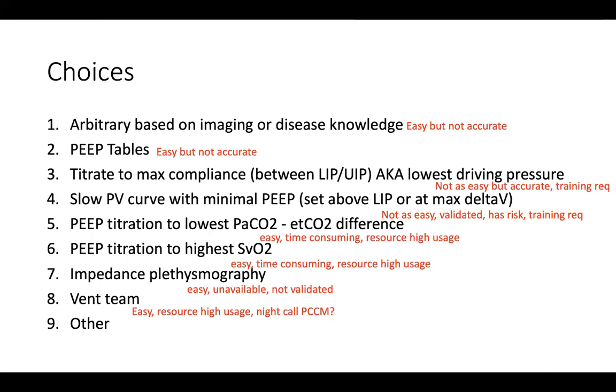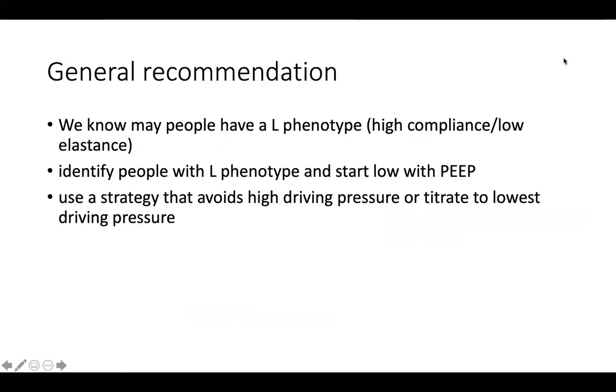The lowest delta between the arterial and the end-tidal CO2 can be used to guesstimate the point where you have the lowest dead space. Similar things can be done with mixed venous saturations. We don't have impedance plethysmography devices, so the best thing right now is probably to choose something like the driving pressure method, but also identify people that are likely to have that L phenotype and start with a low PEEP based on imaging, and use more oxygen and think about other therapies such as paresis, turning, and maybe epoprostenol.